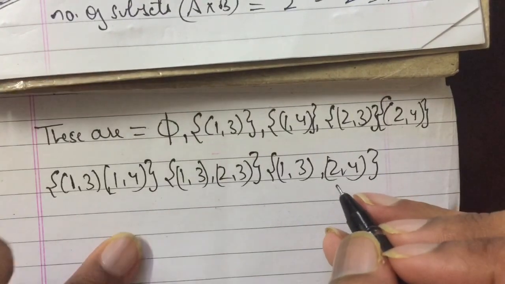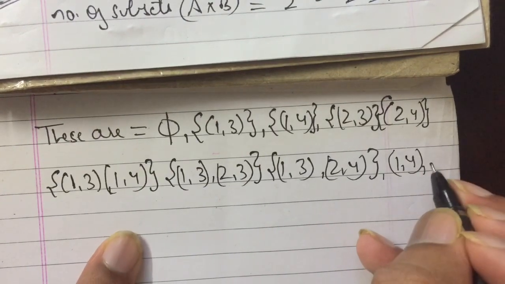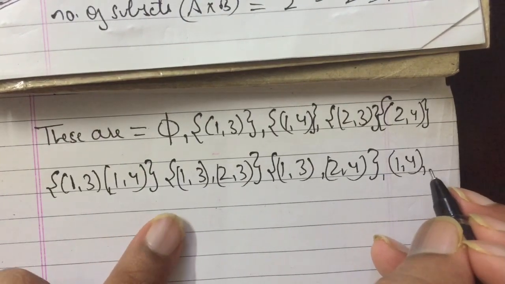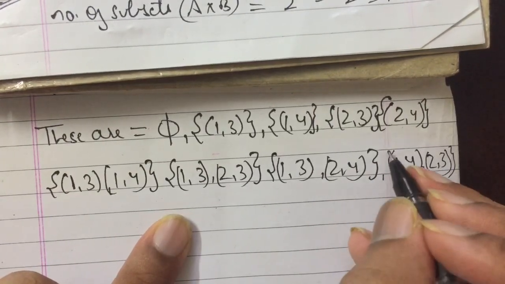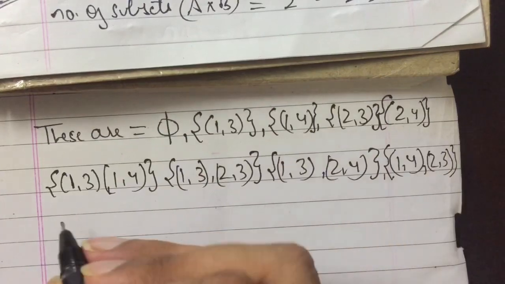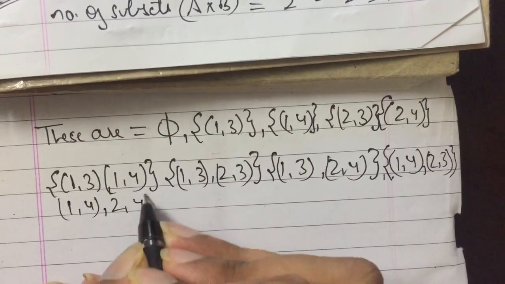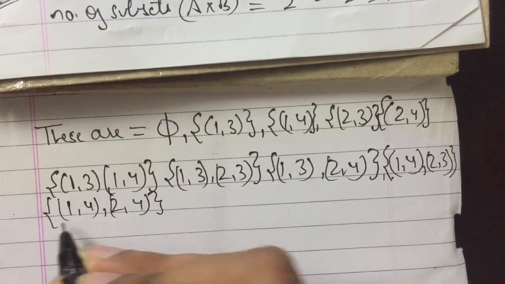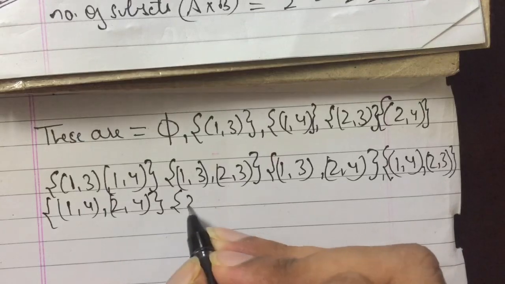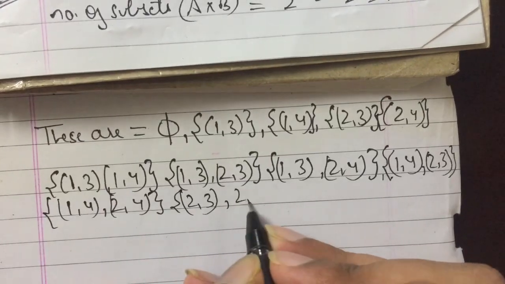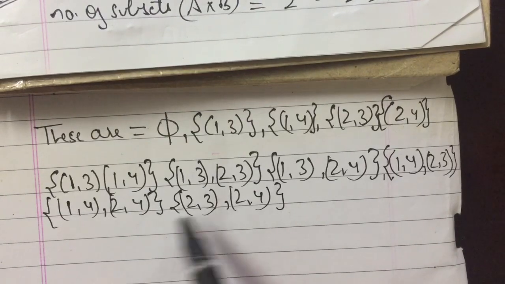Now (1,3) is over. Let's take (1,4). So (1,4) and (2,3) together, right? And (1,4) and (2,4) together, right? Now next, (2,3) and (2,4) together, right? So these are two elements taken together.